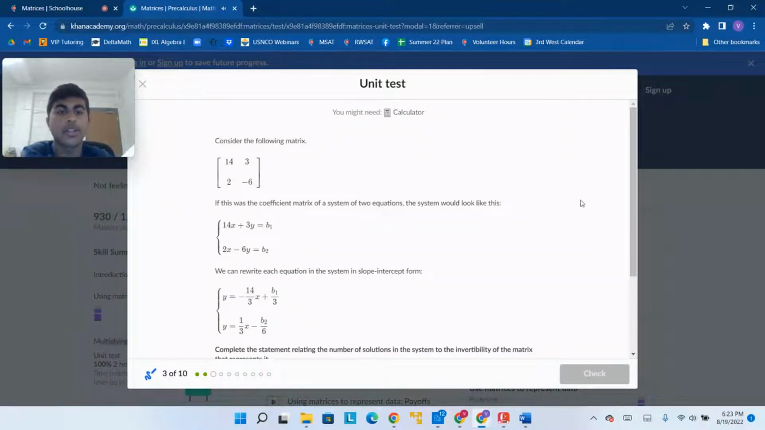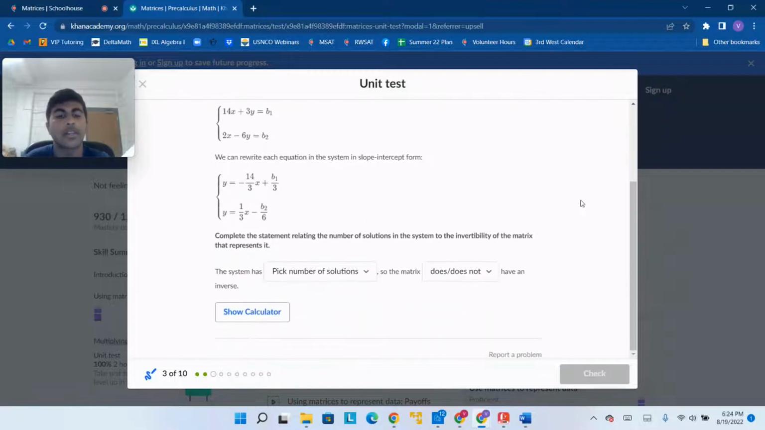Consider the following matrix. If this was the coefficient matrix of a system of two equations, the system would look like this. We're going to rewrite each equation in the system in slope-intercept form. Complete the statement relating the number of solutions in the system to the invertibility of the matrix that represents it.